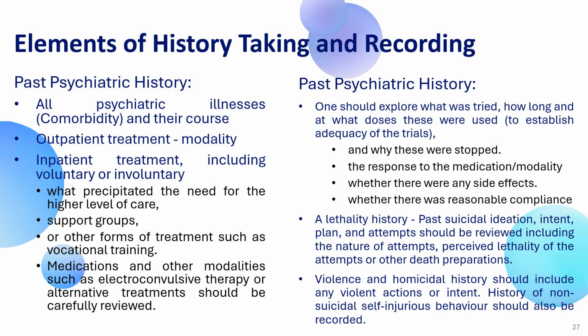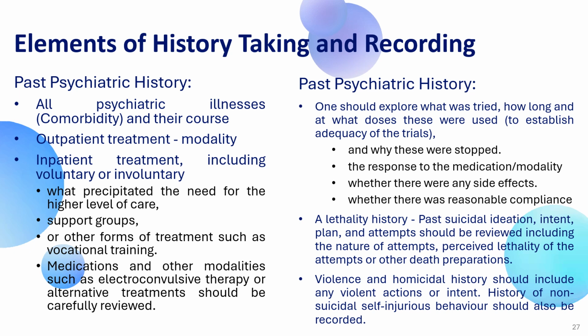Now coming to the past psychiatric illness, all the psychiatric illnesses in the past should be recorded, and their treatment, whether the treatment was taken on OPD basis or whether the patient was hospitalized, and what was the situation which precipitated the need for hospitalization. Whether support groups were present or not, other forms of treatment such as vocational training and occupational therapies were implemented or not, psychotherapies were implemented or not. Medication and other modalities such as electroconvulsive therapy or alternative treatment should also be carefully reviewed.